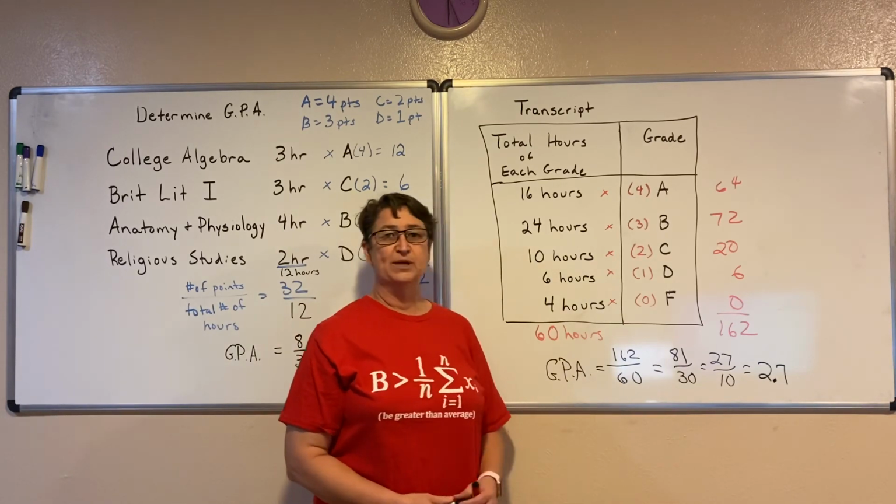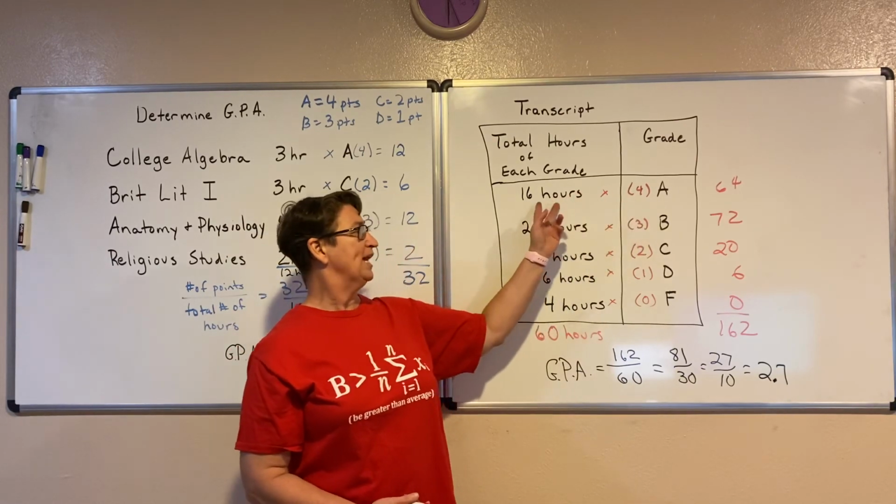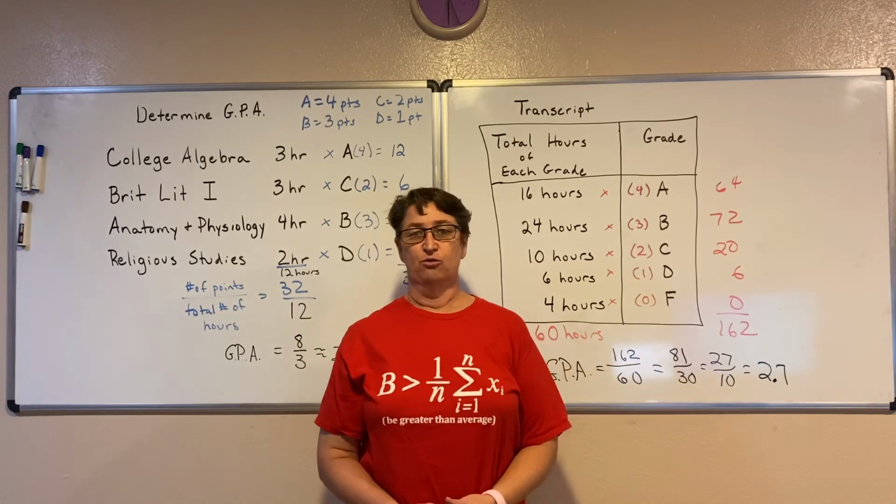So finding the GPA is just a weighted mean. Each one of our points is weighted by the number of hours. You just add it up and divide by the total number of hours.